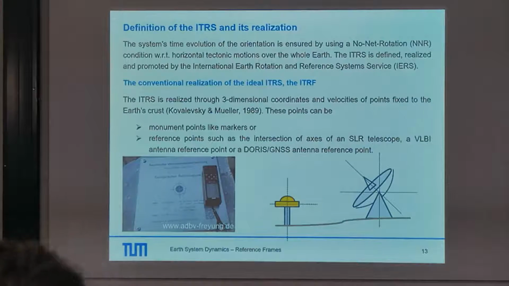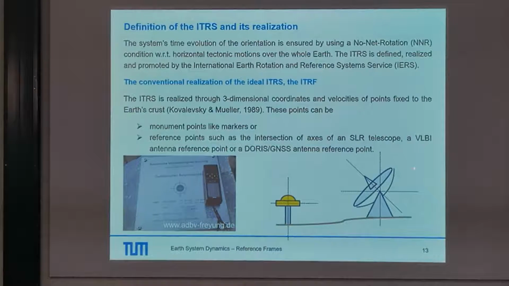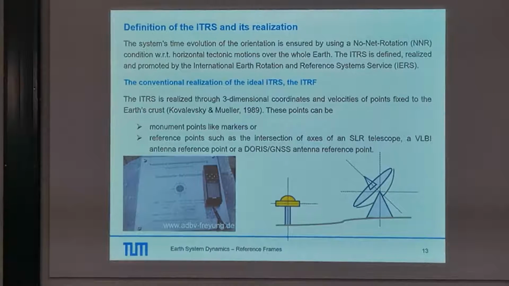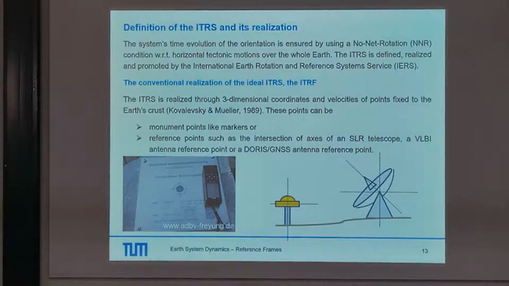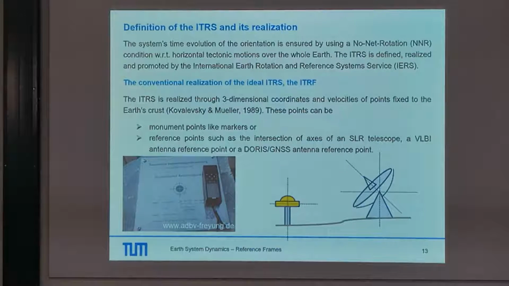For a GNSS antenna, for example, it's the phase center, the electric phase center of the GNSS antenna, which is the reference point. For a telescope, VLBI or SLR, it's the intersection of the rotation axes. So this gives you the reference point here. And what we obtain from the space geodetic observations are exactly the coordinates of these points, and if we have geodetic pillars and place a GNSS antenna here, we have the coordinates of these points as the realization of the ITRF, the ITRS. So this is the ITRF.